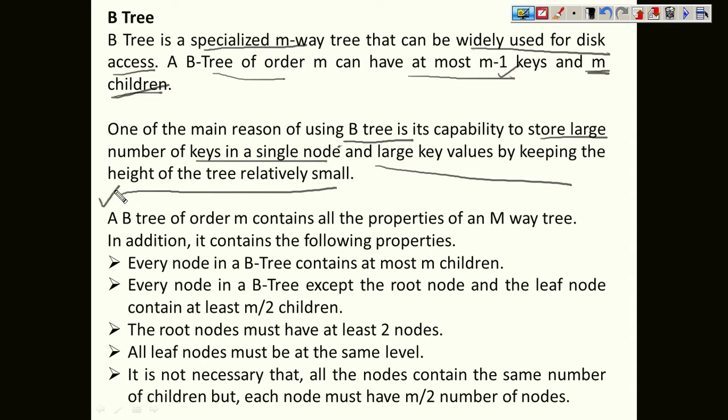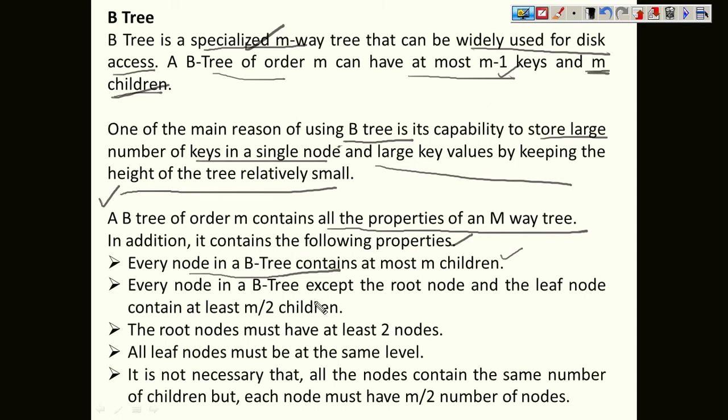Okay, now let's talk about the properties of B tree. As we have discussed, a B tree is a specialized M-way tree, so all the properties of M-way trees are applicable. In addition, we have some more properties. Let's see what they are. Every node in the B tree consists of at most m children. This is similar to the property we discussed in M-way trees, where every node can have maximum m subtrees. So here we have m children at each node.